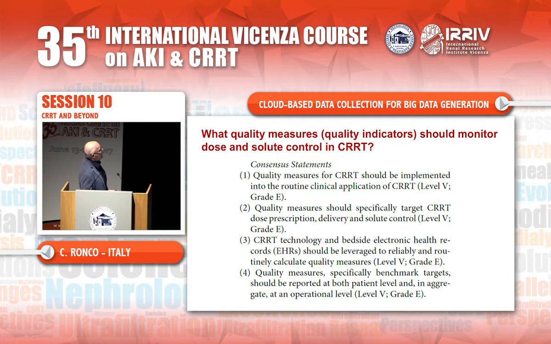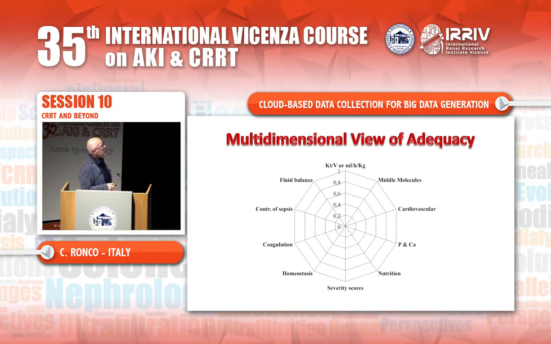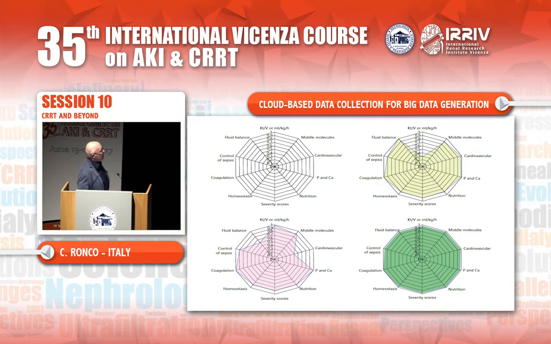The level of evidence, as you can see, is not so high, but still it is the only thing we have. And I think that CRRT technology and bedside electronic health records should be leveraged to reliably and routinely calculate quality measures. So we have a question now on adequacy, because we do not know how to define adequacy in a patient, and we have proposed a multidimensional approach in which we create a record of several different aspects that go from nutrition to coagulation, control of sepsis, fluid balance, and so on. So any treatment that does not have a completely rounded radar graph may be inadequate in one or two specific aspects.